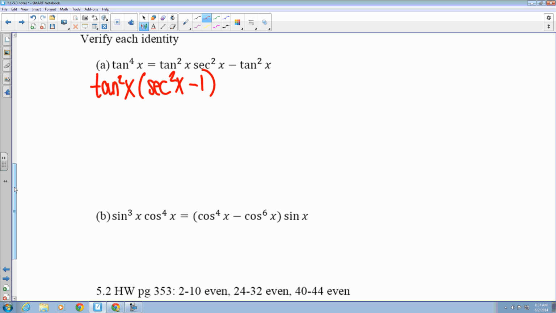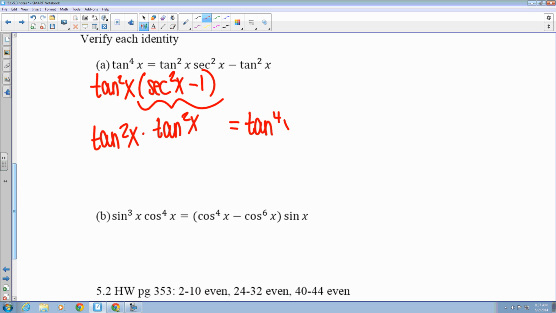Okay, then secant squared x minus 1 is a Pythagorean identity. It is tangent squared. That's equal to tangent to the fourth, and we're done.